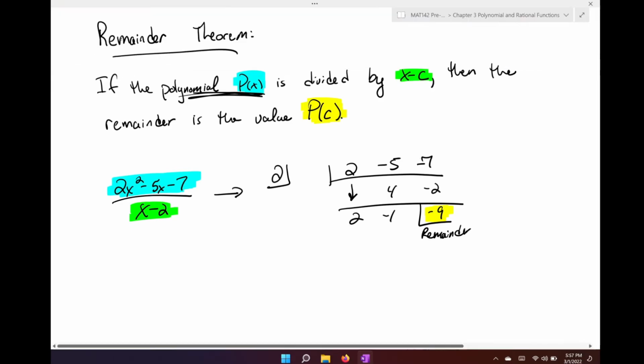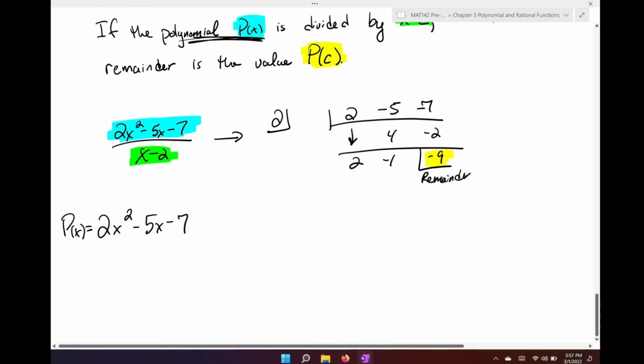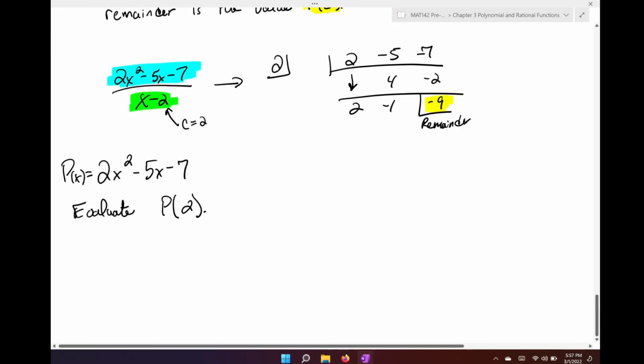I'm going to take my polynomial, 2x squared minus 5x minus 7. I'm going to label it p of x because that's what it is. I'm going to evaluate p of 2. Now, where did I get the 2 from? Well, isn't that what c equals? C equals 2. So watch what happens.